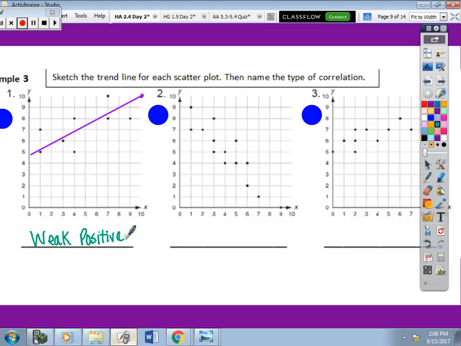Personally, when I look at this one and I see them scattered, and I look at the next one and I see them clustered closer, I think this one would be strong because they're closer together than these ones. I compare the questions whenever I look at them. So the next one, if we draw in our trend line, that one should be a strong negative in my opinion.